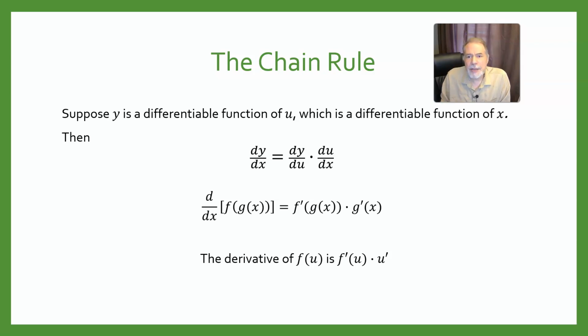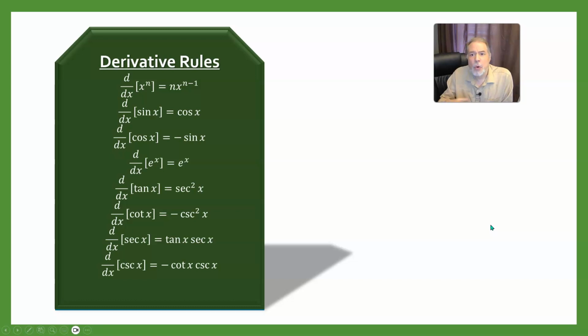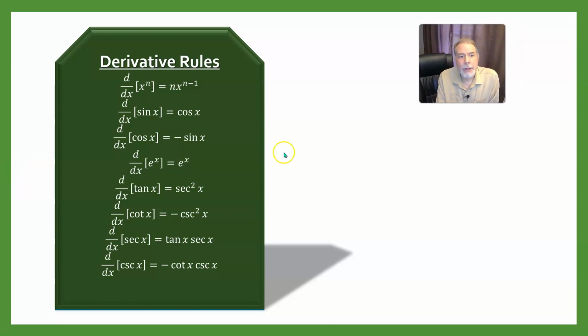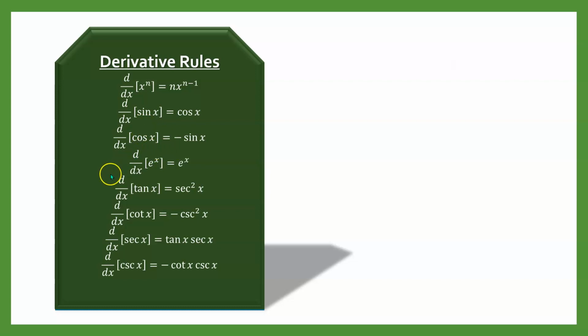So what this really means is that the chain rule, well, it isn't really something that you use all by itself. It's like an attachment or an add-on to the derivatives that you already have. We can take each of these derivative rules that we already know and merge them with the chain rule.